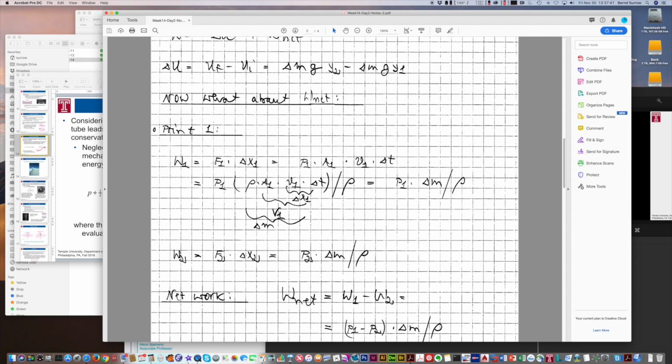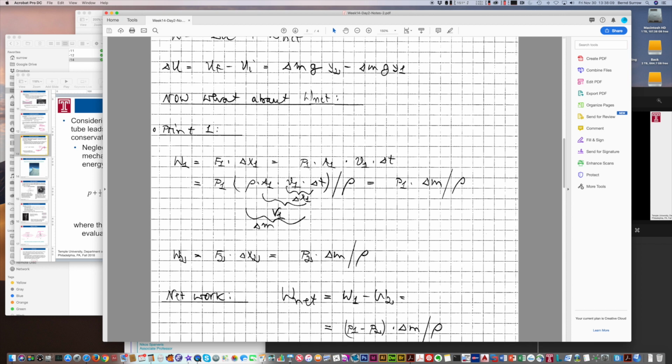So now force times displacement. These are two vectors which are parallel, so therefore you simply have F1 times delta x1, the force is a constant. F1 can be replaced by P1 times A1, and delta x1 is the distance over which this liquid flows. So we can simply write this as v1 times delta t.